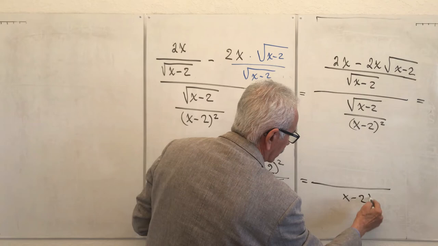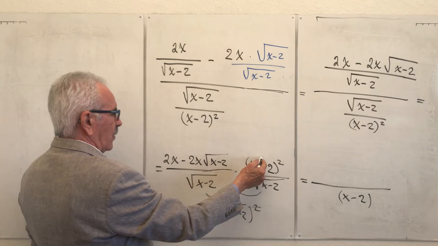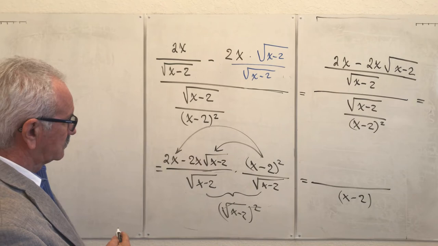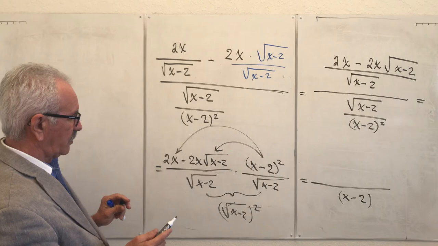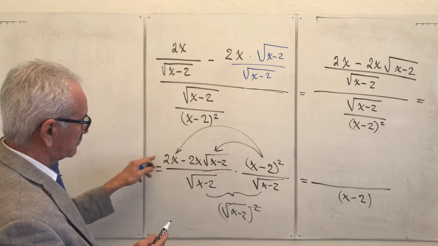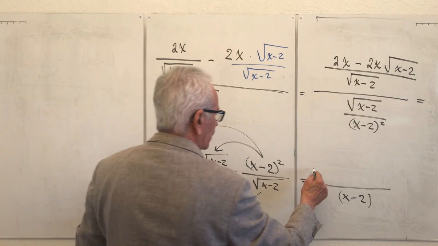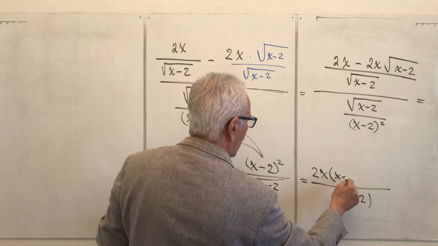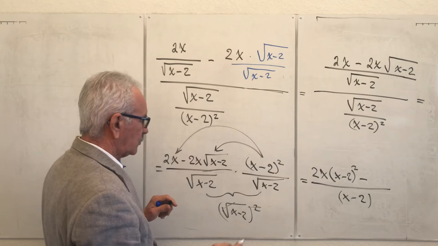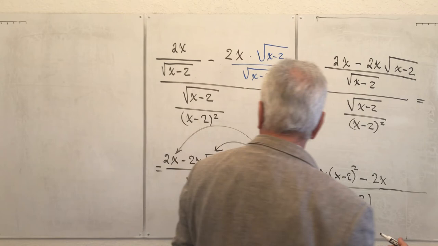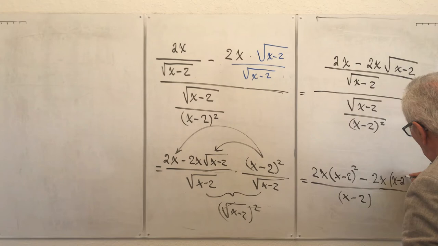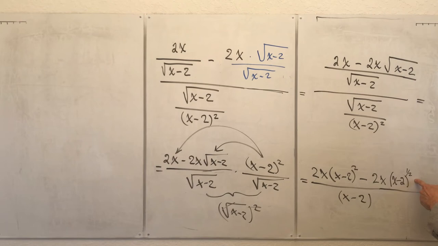On the numerator, we can perform the multiplication. We have two ways to perform it. The first one, we can factor this term first, or not factor, and perform the multiplication. 2x times x minus 2 squared minus 2x, and now we have x minus 2 square root, which is to the half power, times x minus 2 squared. This is one way.